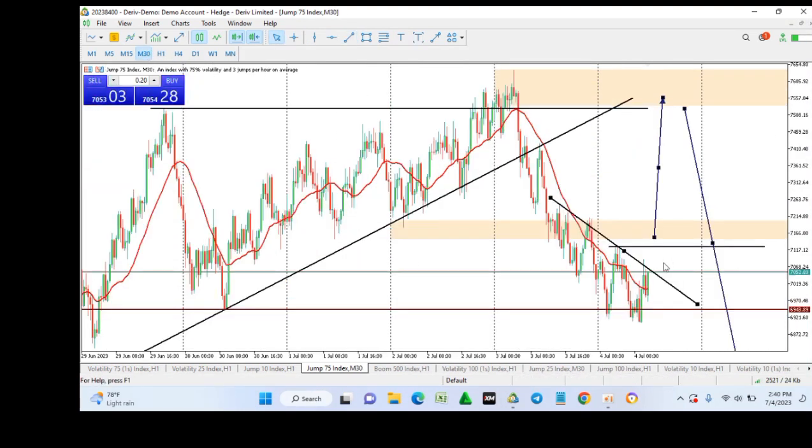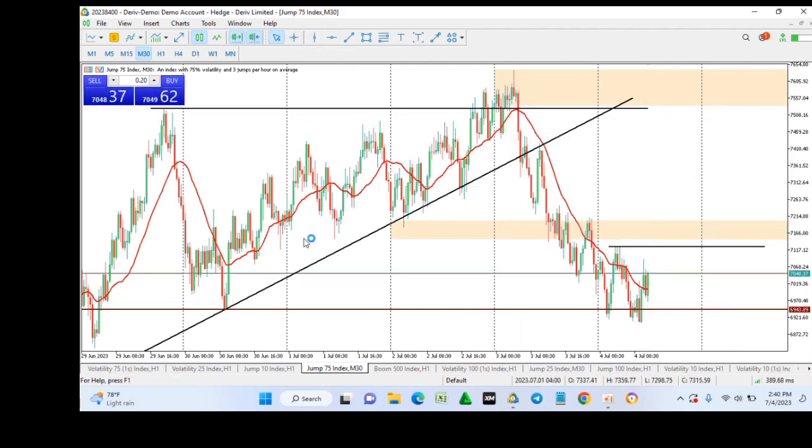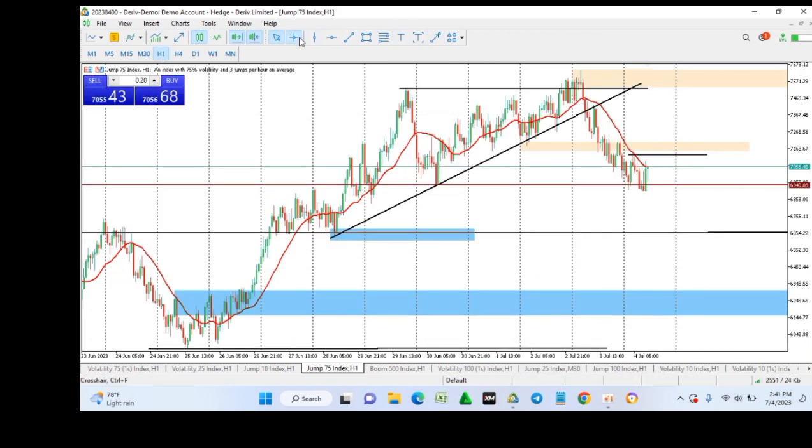Getting back to Jump 75 analysis, you can see I'm drawing a trend line and I'm expecting if price breaks it up, then I'll be buying up to the other zone, which is the bearish order block above, and that will be my resistance zone. Then I can look for long-term sellers.